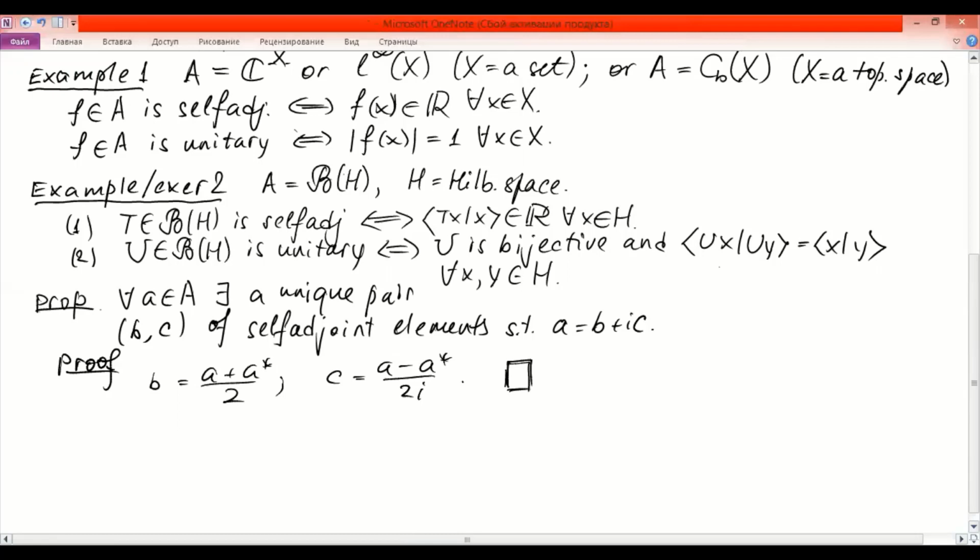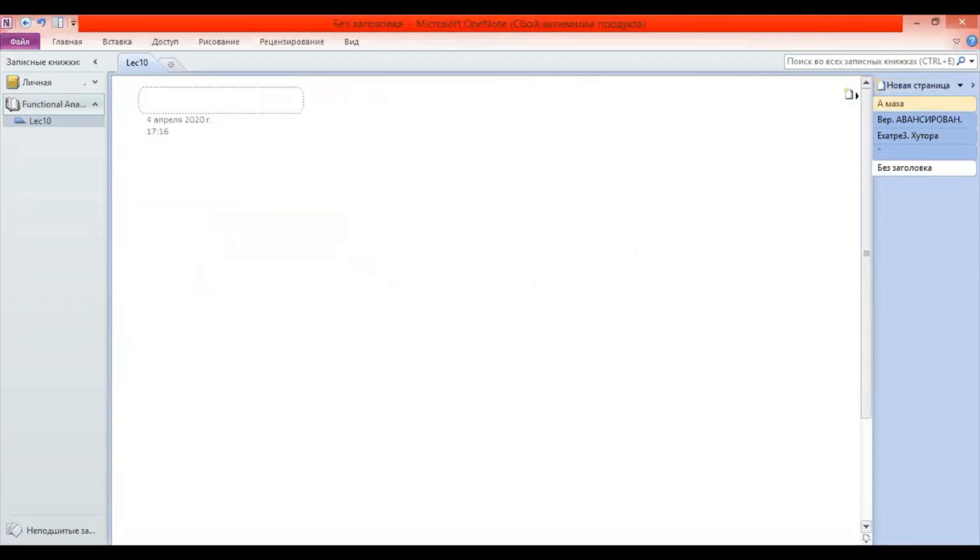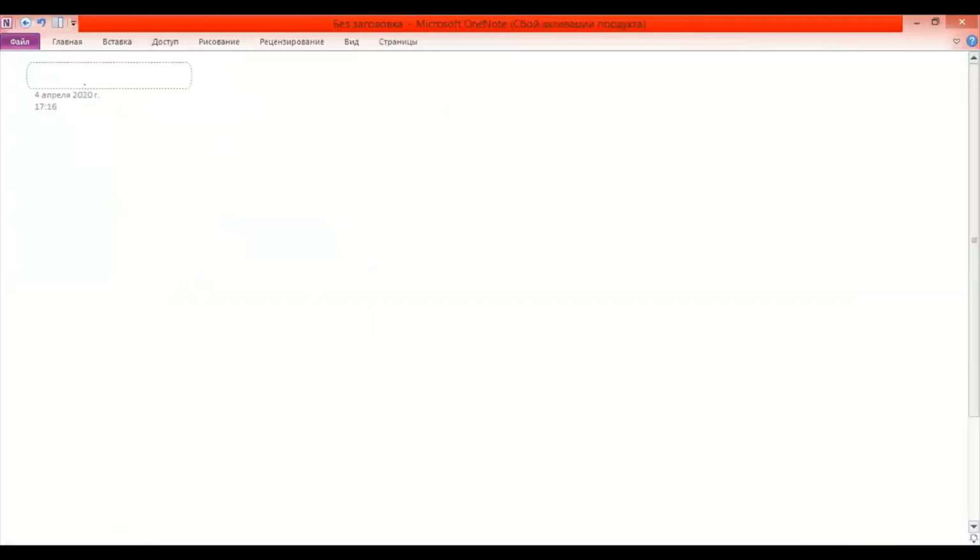Okay, let's now specialize to the case where A is a C-star algebra. So we have the following result. Theorem 1. Suppose that A is a unital C-star algebra. Then for each normal element A, the norm of A equals the spectral radius of A.